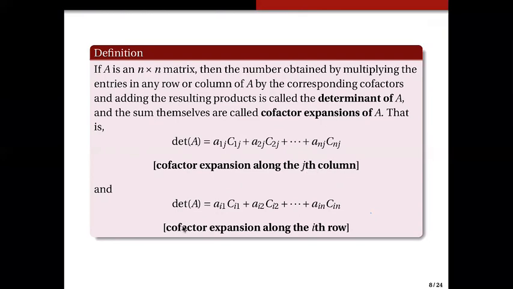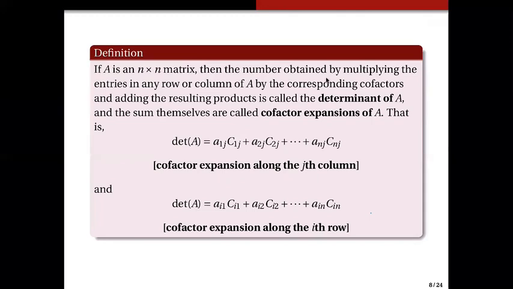Or we have the cofactor expansion along the ith row. So here we are retaining the first subscript, as i, because we are looking at the ith row. So here we have Ai1 times Ci1 plus Ai2 Ci2 plus until we have Ain Cin.